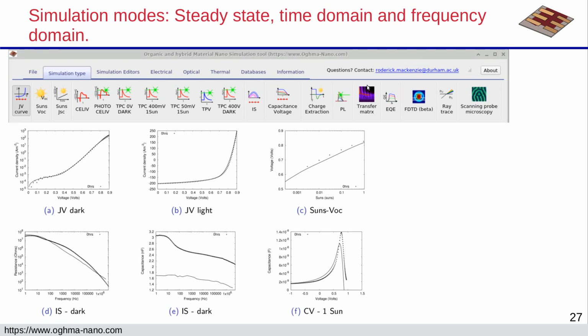Simulation modes. It's got lots of different simulation modes. These are got from the simulation type menu. So you have steady state JV curves, Suns-VOC, Suns-JSC, CELIV, all types of different transient techniques that you can actually make up your own. So if you want to do TDCF or whatever like that, you can do it. Impedance spectroscopy, all different types of frequency domain stuff, capacitance voltage, EQE, all these things you might possibly want. And here's some examples with a model that has been published already of dark curve, light curve, Suns-VOC, and various frequency domain fits.